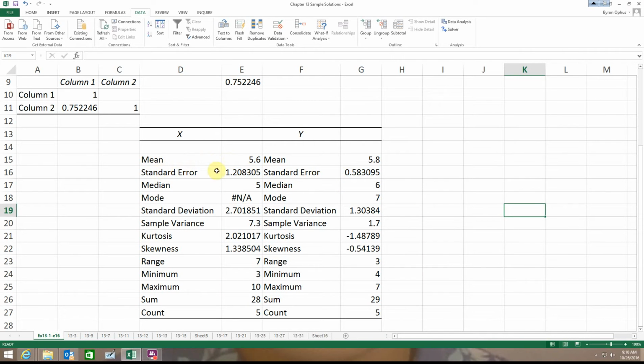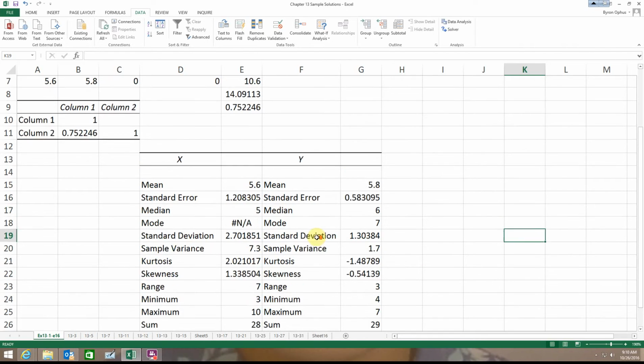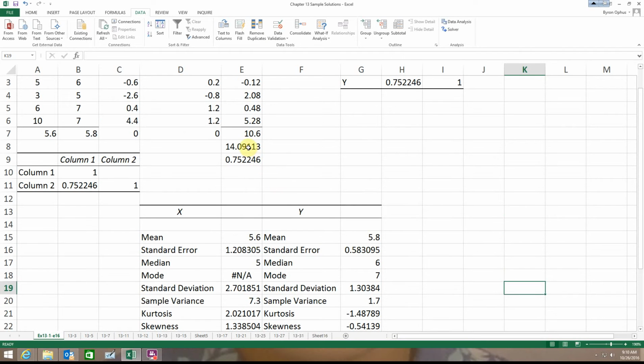The means, the standard error, the median, the mode. There isn't a mode for that one. The standard deviation of each of our sets of data. It's kind of cool, actually, isn't it? The kurtosis, which we'll talk about, the skewness, which we have talked about, on and on. Pretty cool. Okay, and so if you look at the bottom then, it's our n minus 1, right?